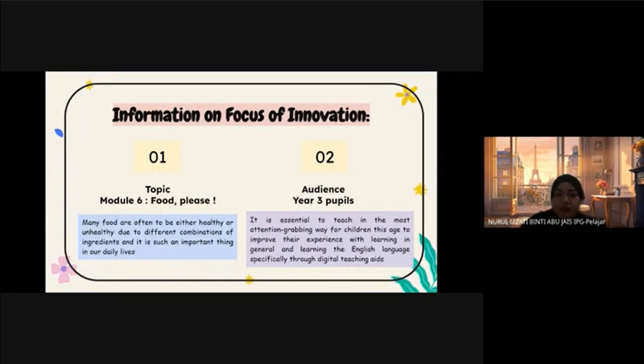And the second information is our target audience, which is year 3 pupils. That is why we use Get Smart Plus 3 for year 3 pupils, because it is essential to teach in the most attention-grabbing way for children this age, to improve their experience with learning in general and learning the English language specifically, through digital teaching aids, and in this case, about food. Countable, uncountable, healthy, and unhealthy.